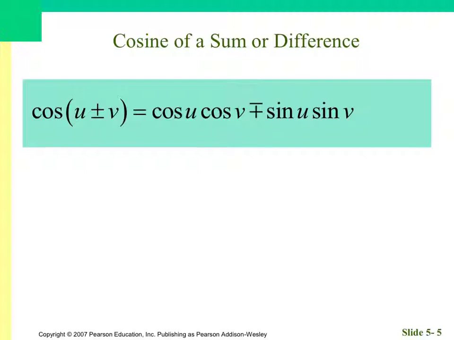Something you're going to need to know: cosine of u plus or minus v equals cosine of u times cosine of v, minus or plus sine u times sine v. So here's the big thing. See how it's add on top and over here it's subtract? It means if you're adding, here you're subtracting. If you're subtracting, here you're adding. So it's opposites. And it's just cosine of the first times cosine of the second, minus or plus sine of the first times sine of the second. So let's try.